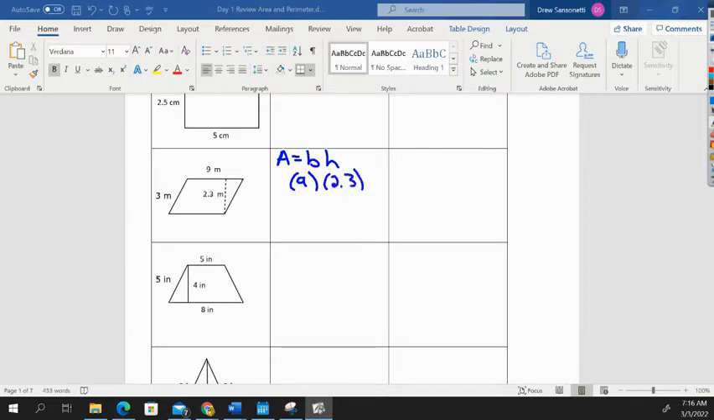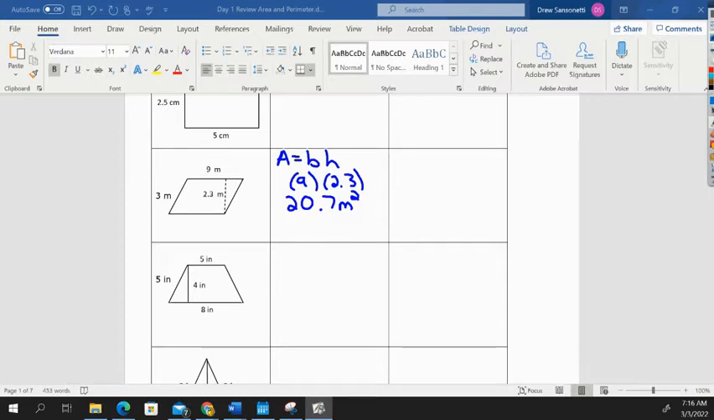So we'll use our calculators to multiply that together. 9 times 2.3, and we get 20.7. And make sure we say meters squared because they're square meters.